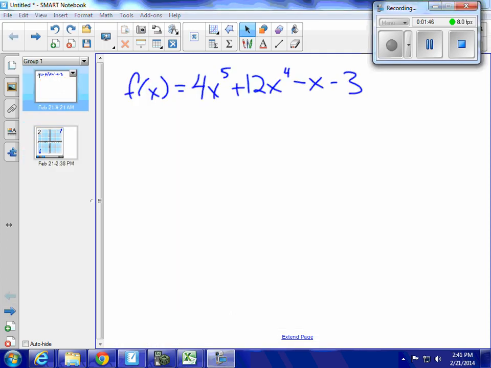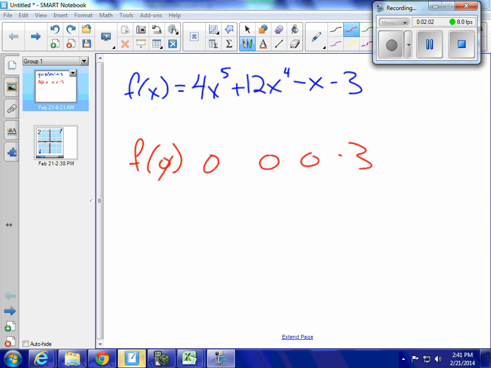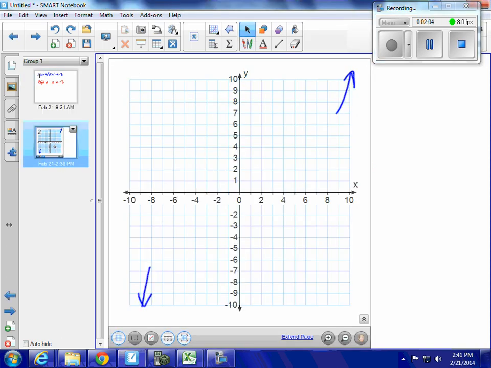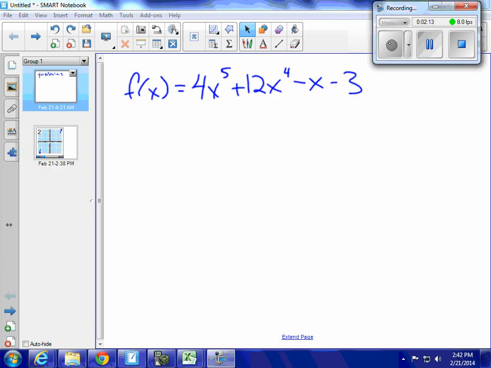The second question says, find the x and y-intercepts. Well, the y-intercept is always easiest for me, because it just means I have to evaluate the function for f of 0. So that means 0, 0, 0, -3. So I'm going to go to my graph, and I know that I'm going to have a y-intercept right there at -3.